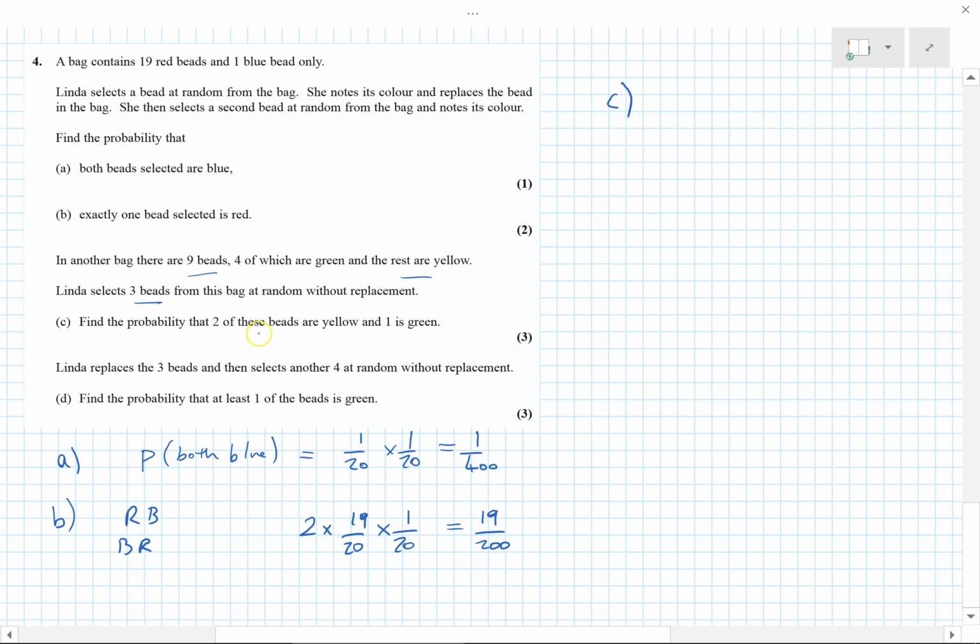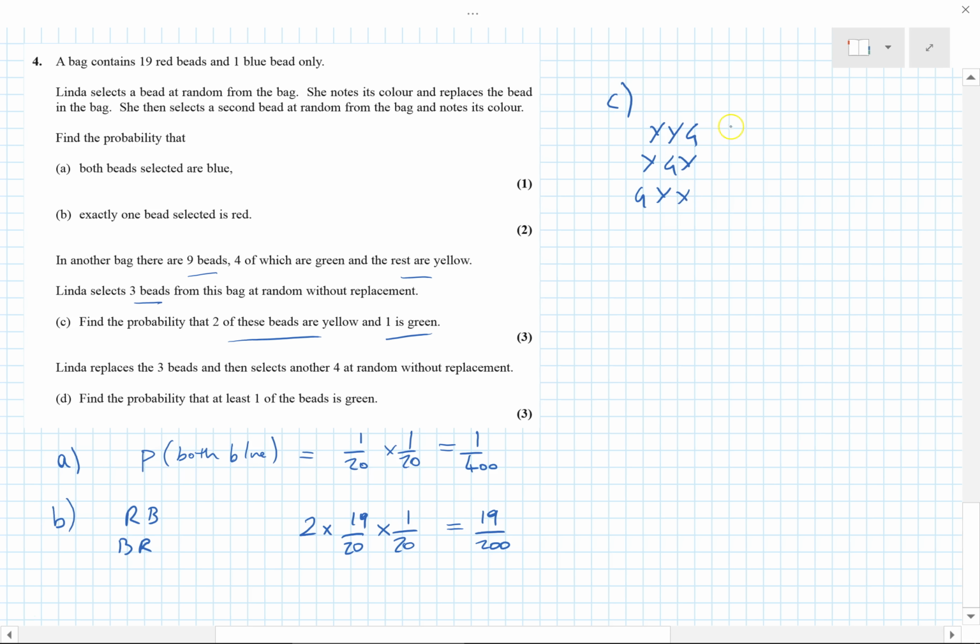We want to find the probability that 2 of these beads are yellow and 1 is green. Now the thing is, that could be... it can't be red, can it? Green, 2 are yellow, so we could have yellow, yellow, green, yellow, green, yellow, or green, yellow, yellow.